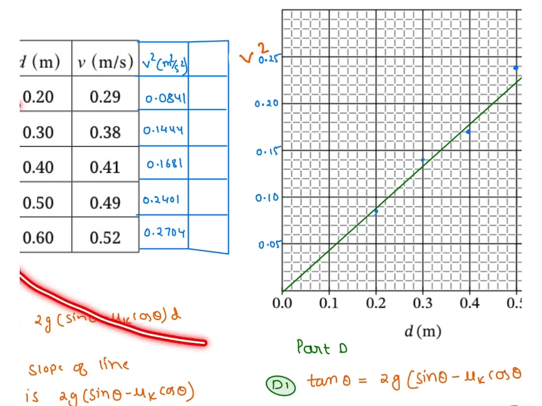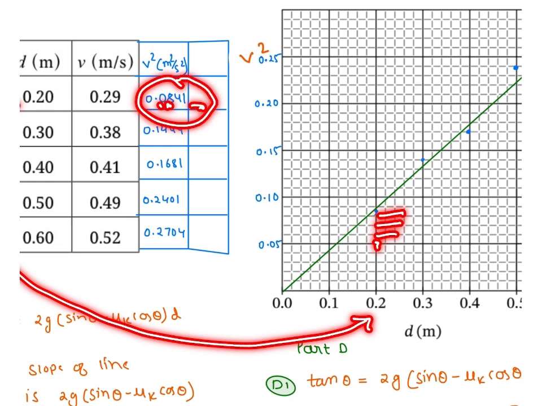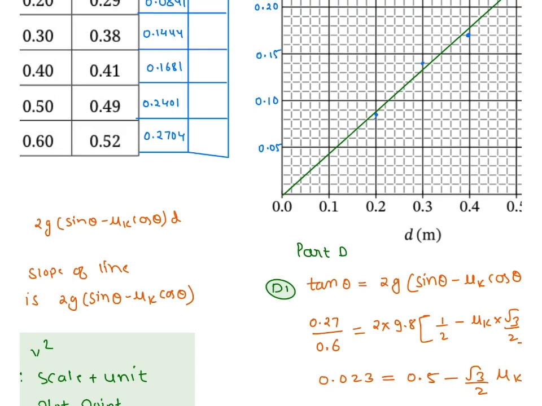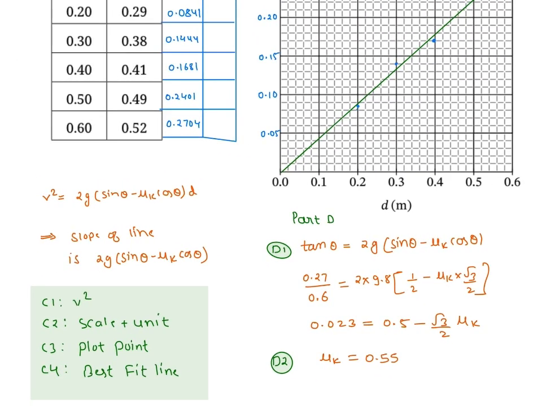Suppose when d was 0.2, then v square was 0.08. So this is 0.05, 0.06, 0.07, 0.08, and it is greater than 0.08, 0.084. So it will be somewhere between these 2 points. Similarly, I have plotted the other points as well, and then I have drawn a graph. So you will get points on plotting these points, and also you will get the best fitting line.